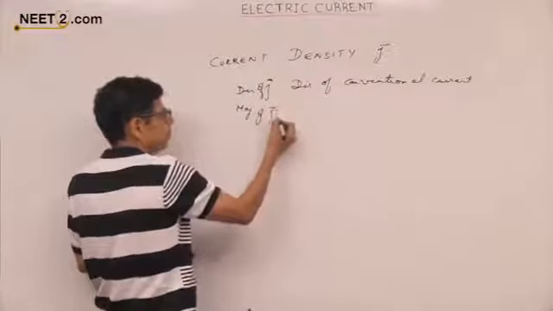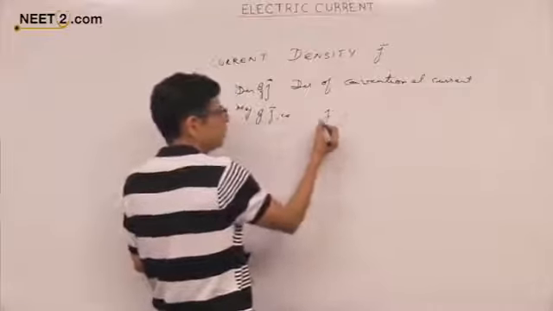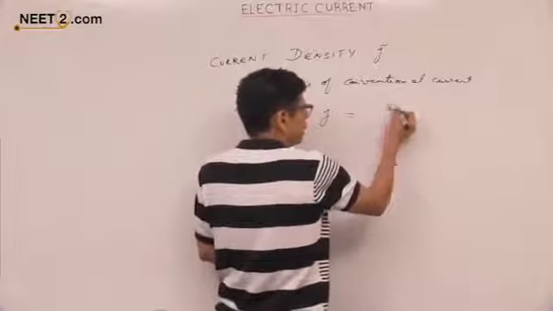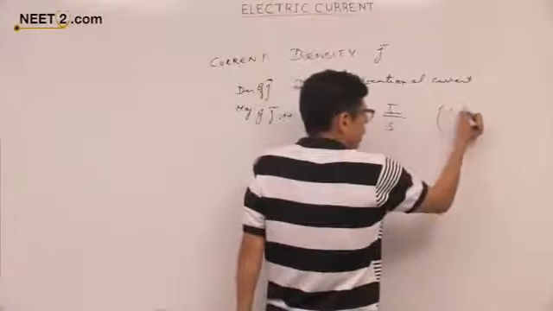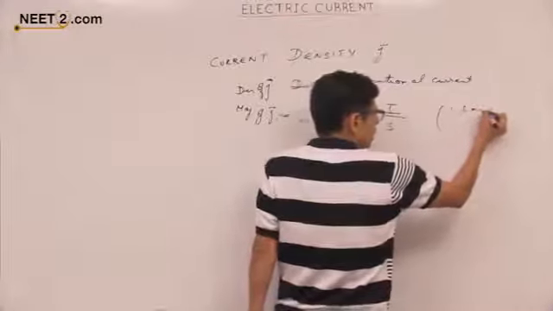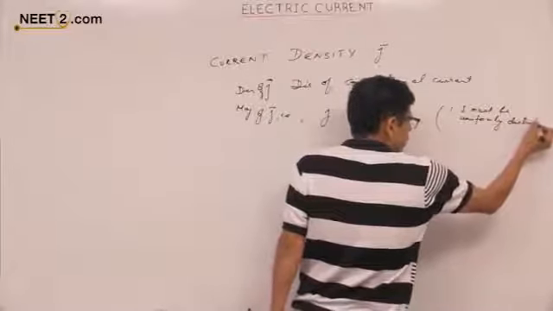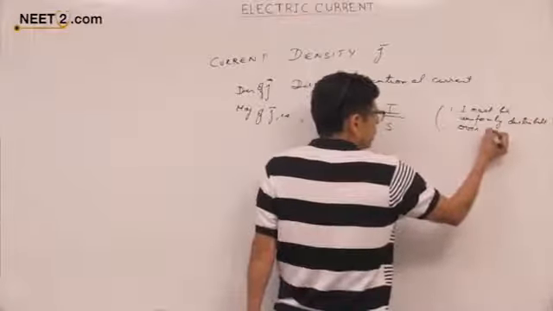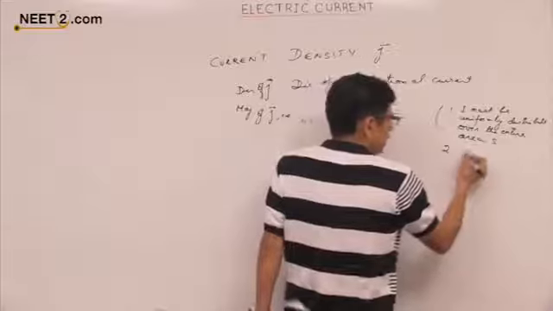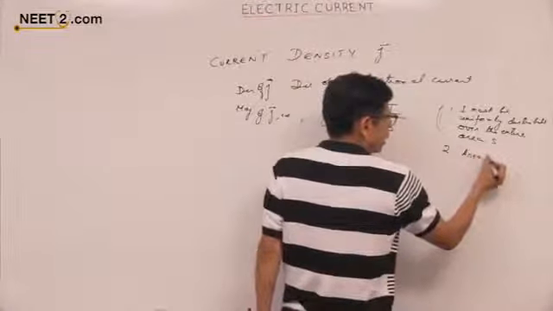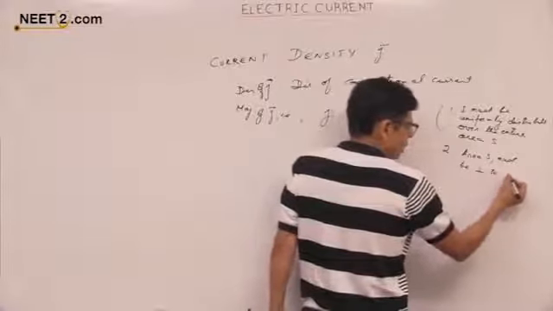Magnitude of J, that is J, is defined as I by S. Now, for this definition to work, I must be uniformly distributed over the entire area S, and secondly, area S must be perpendicular to current.